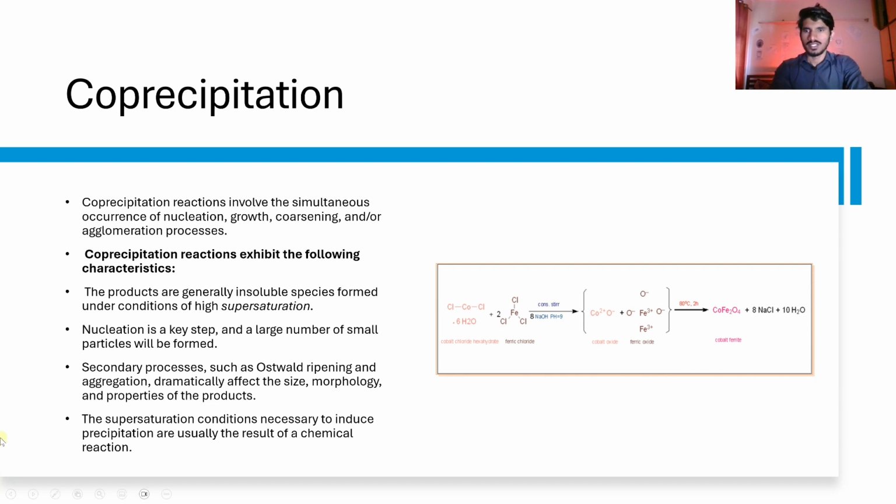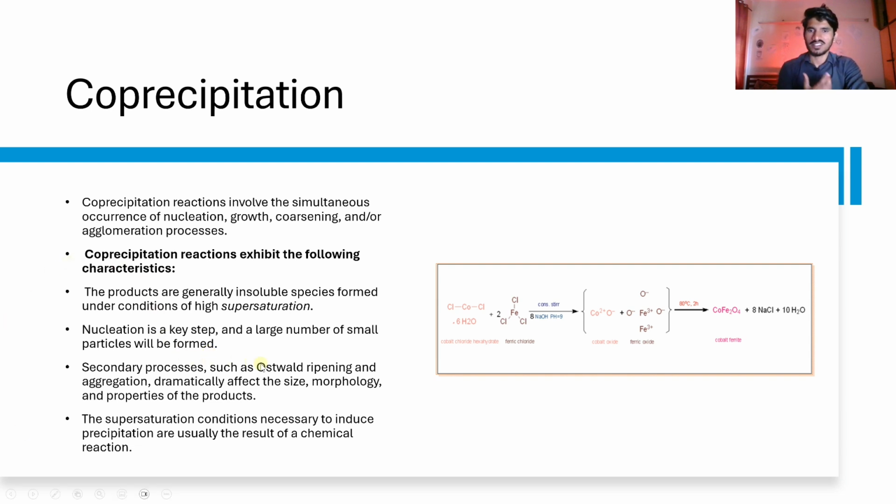Okay, so the co-precipitation reaction exhibits the following characteristics. The products are generally insoluble species formed under conditions of high supersaturation. So when you combine both of the salts, there will be high supersaturation, and then the precipitates will form. Here nucleation is a key step, and a large number of small particles will be formed. After the nucleation, there will be formation of a large number of small particles.